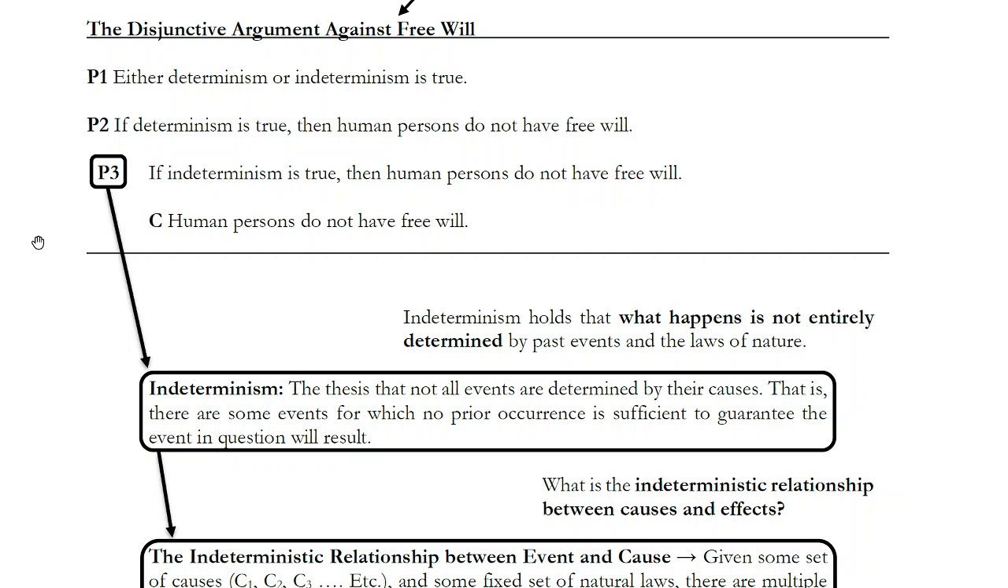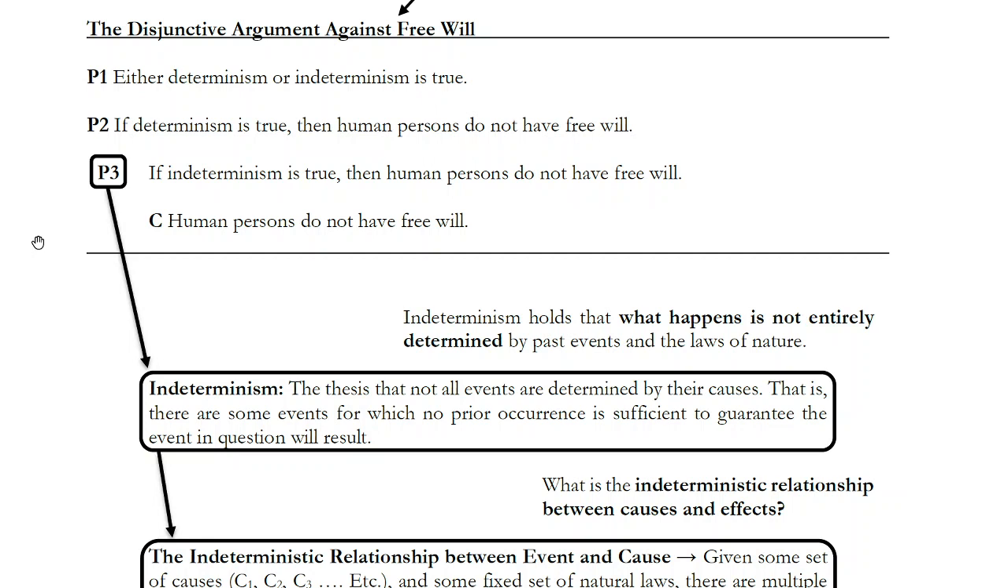If determinism is true, then human persons cannot have free will. Why is this? Well, if determinism is true, then every single event that happens is necessitated by what happened in the past, which means given what happened in the past, things could not have happened differently. So given all the events in your life and everything that happened prior to you being born, all the way back to the beginning of the universe, given all those causes, it was necessitated that you would be sitting here listening to this lecture right now.